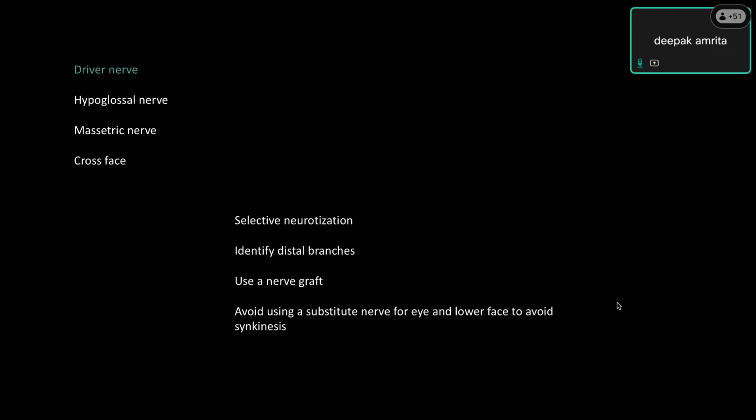And as I mentioned, selective neurotization: identify the distal branches properly, use a nerve graft. The nerve graft should be supple. It should be at least 0.5 to 1 centimeter supple to account for contraction and facial movements. And you avoid using nerve substitutions for the eye and the lower face together to avoid synkinesis.